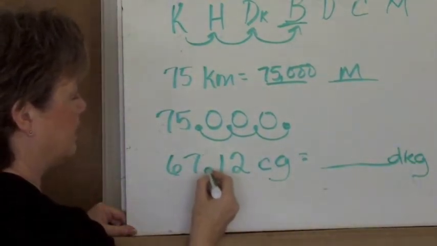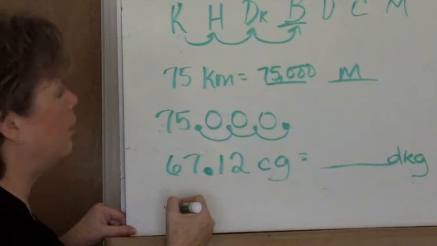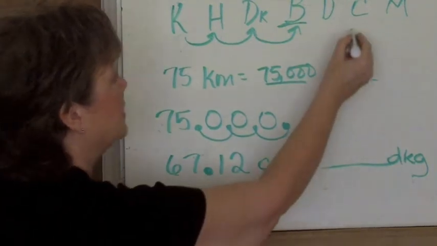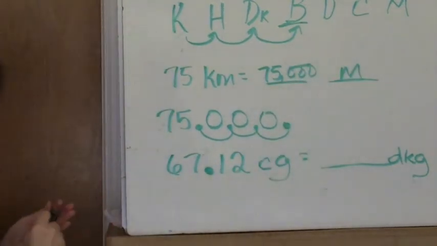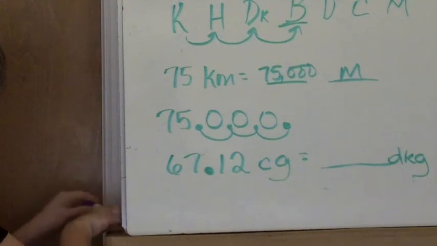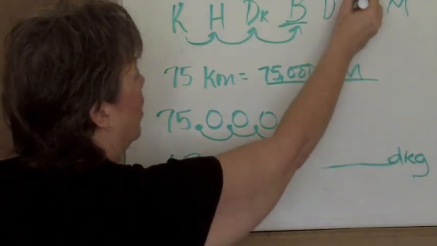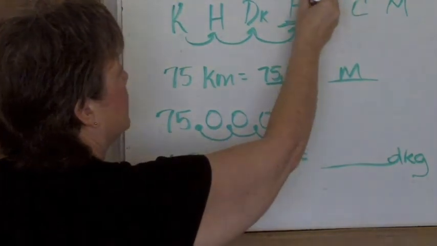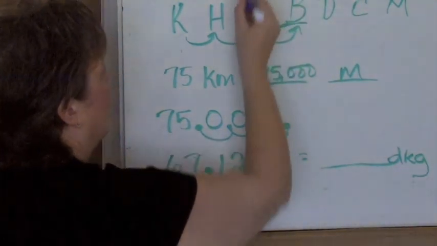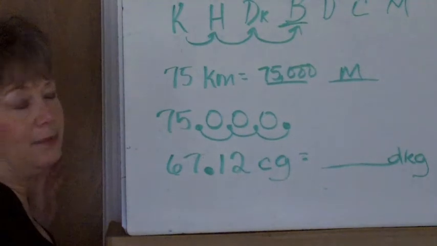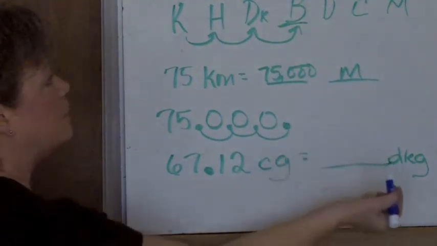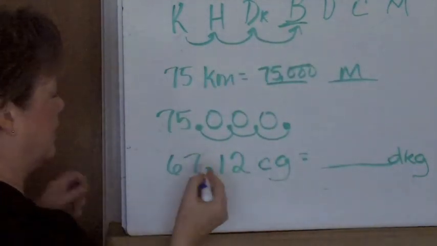Okay, here's my decimal. I don't have to put it at the end because it's already there. I'm starting at centigrams. Let me use a different color so you can see it and not be confused. I'm starting at centi, so I'll come this way. Once, twice, 3 times. It happened to be 3 again, but it doesn't always. So I went to the left 3 times.